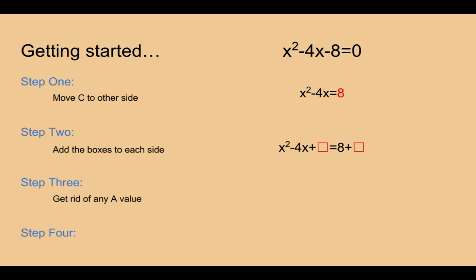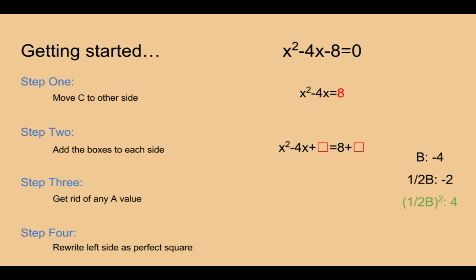Step 3 is get rid of any a values. We don't have any a because our a is an understood 1, and we can't get rid of it. But if you were to have an a, what you would do is you would divide every term. So you would divide the negative 4x and you would divide the 8 by whatever your a value was. But since we don't have that, we can skip over this step and move on to step 4, which is rewrite the left side as a perfect square.